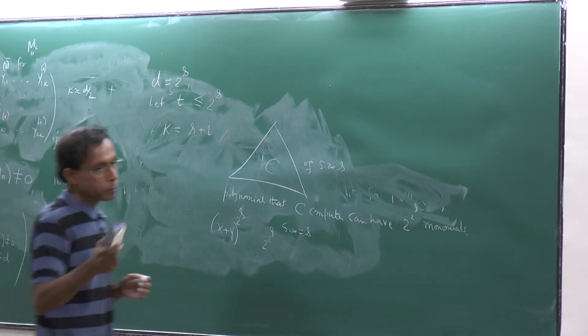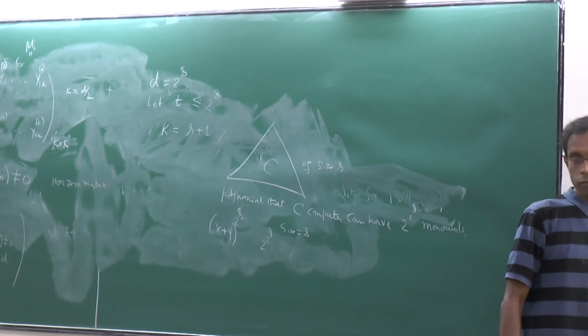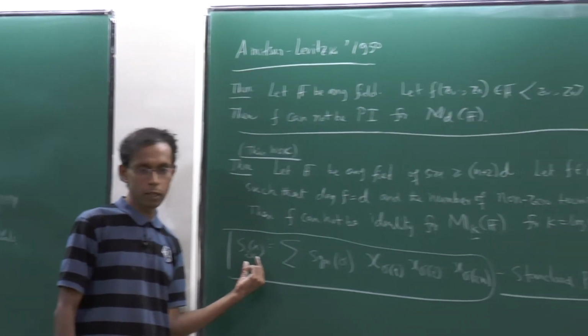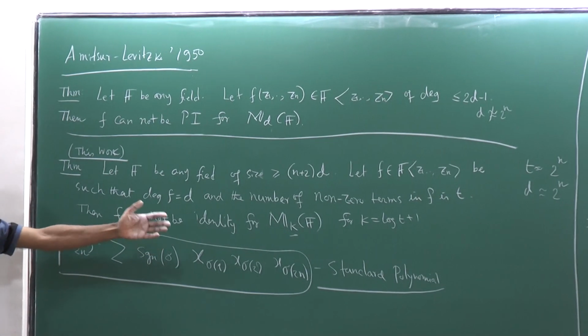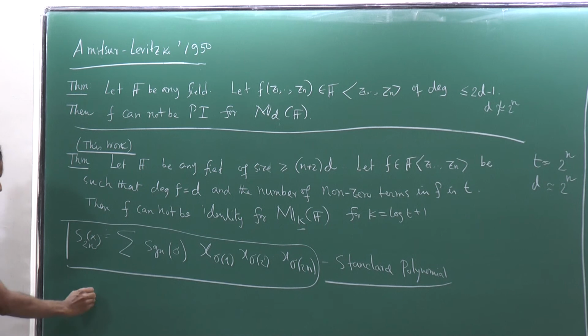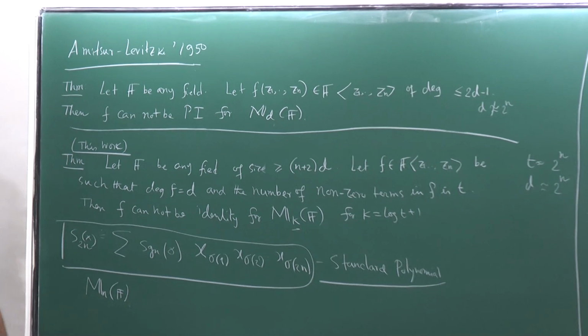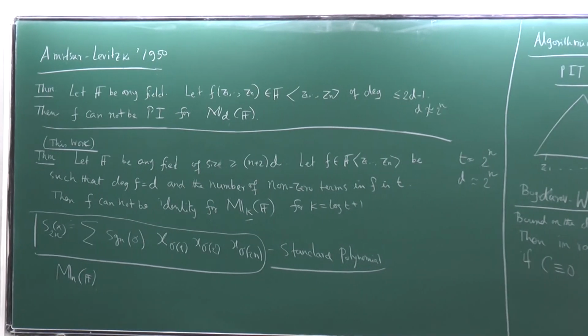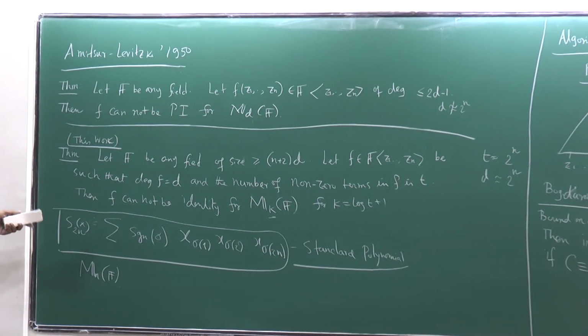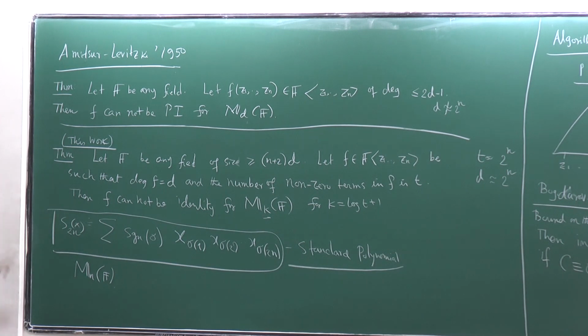And coming back to Srikanth's point, you cannot improve this bound too much because of the polynomial S_2n, which is usually called the standard polynomial. This is an identity for M_n(F). And if you look at the number of monomials that this polynomial has, you can understand that this theorem cannot be improved much. It's nearly tight.